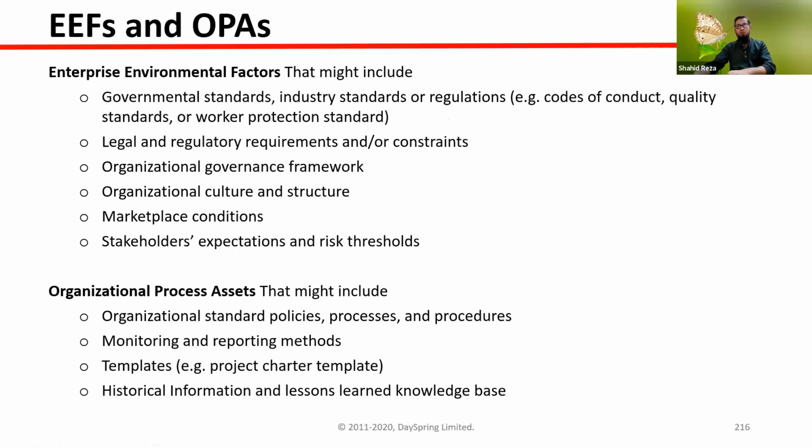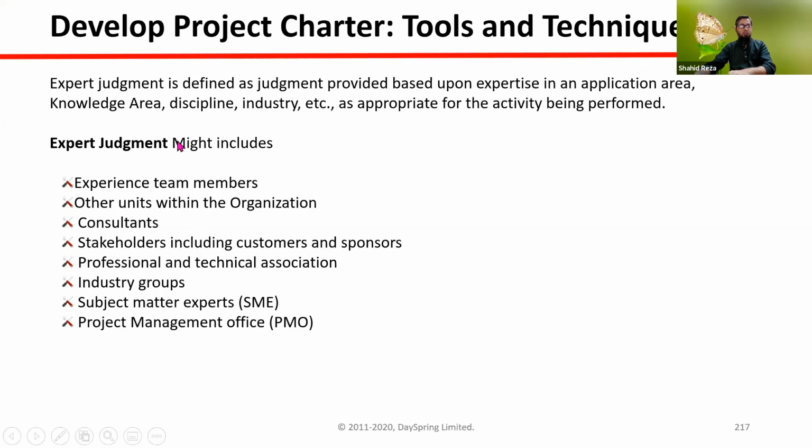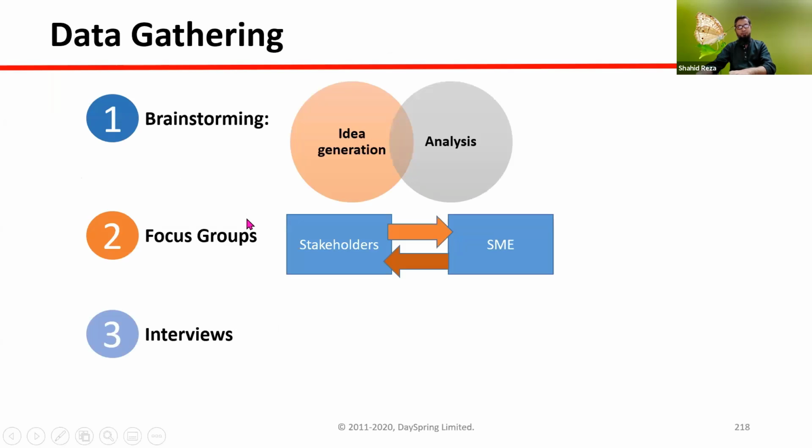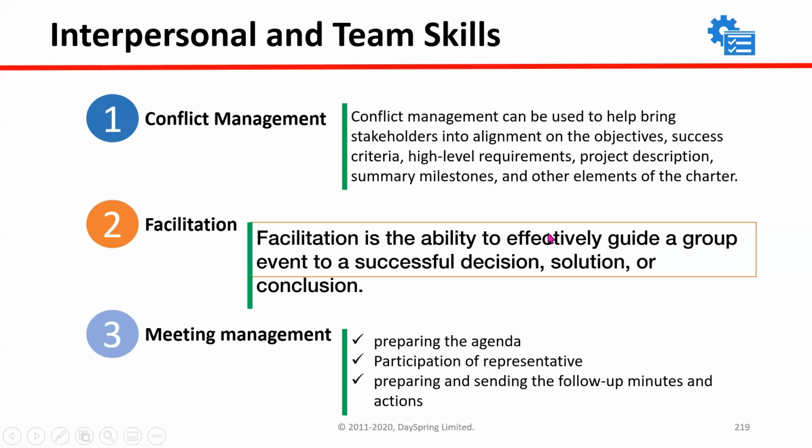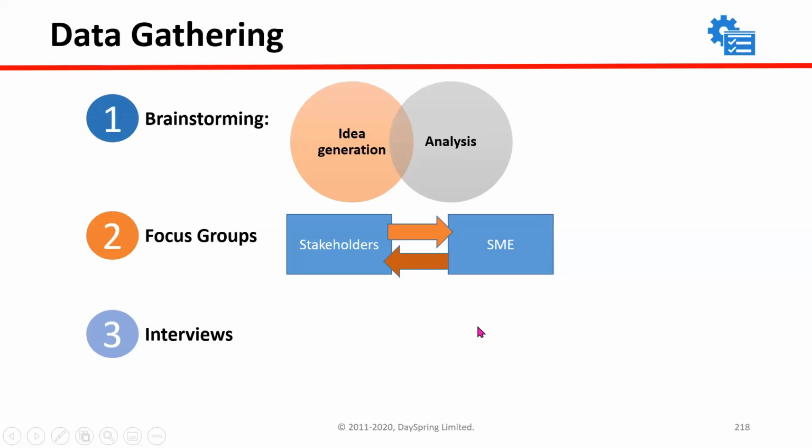Then we are talking about tools and techniques. Expert judgment was the first tool. What is under this expert judgment? I have already discussed subject matter experts, consultants, industry groups, experienced team members. Even if there is a PMO office, they can also provide expert judgment. Then data gathering techniques: brainstorming, that is idea generation, taking ideas from your team members and analyzing those ideas. Then focus groups, subject matter experts with stakeholders, and also there should be a facilitator who will conduct the whole session. And interview. All are data gathering techniques.